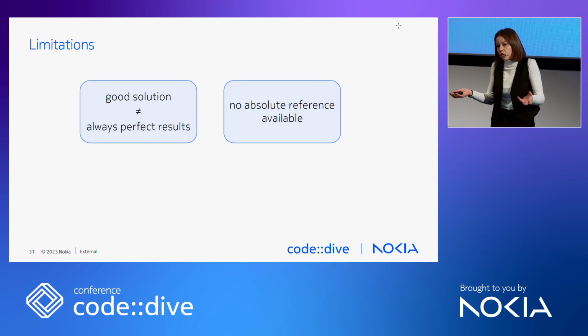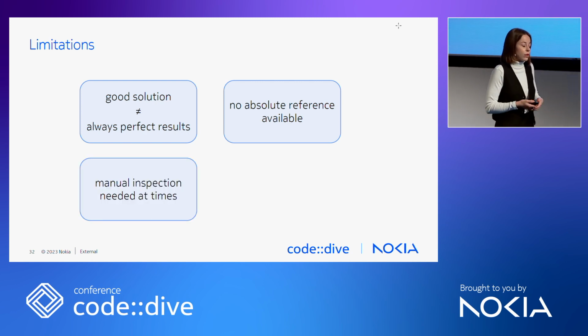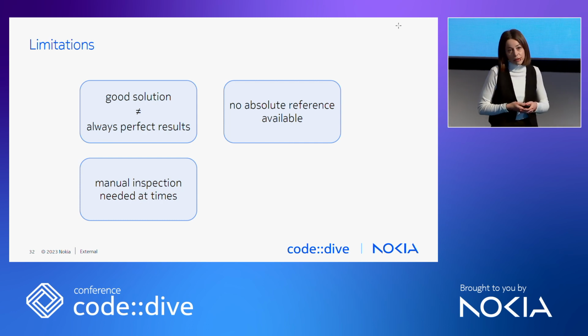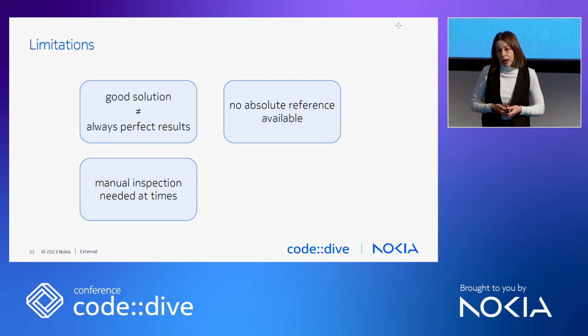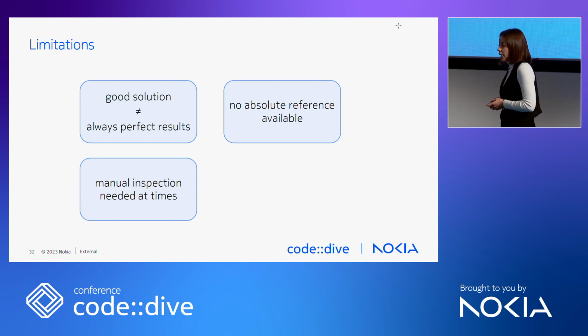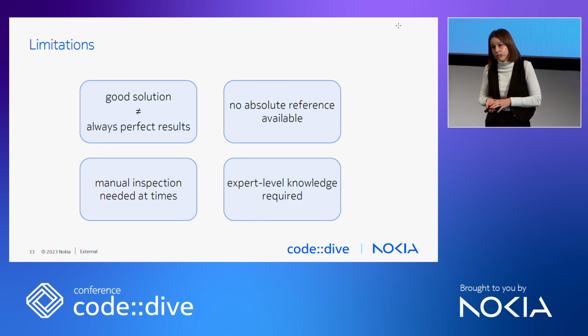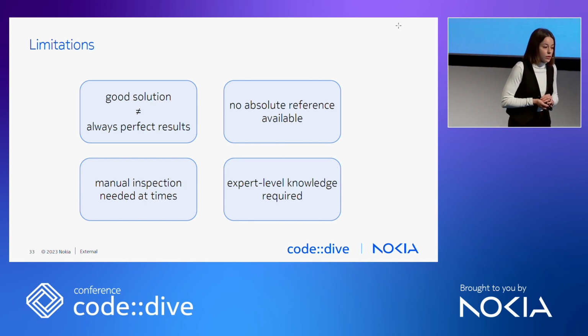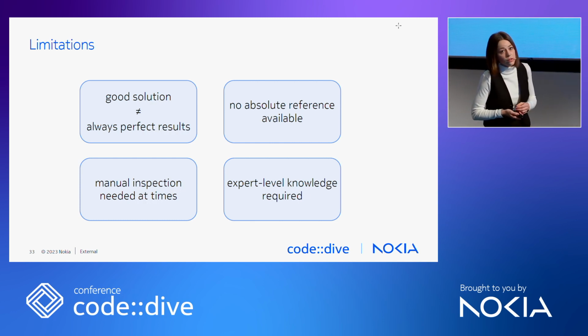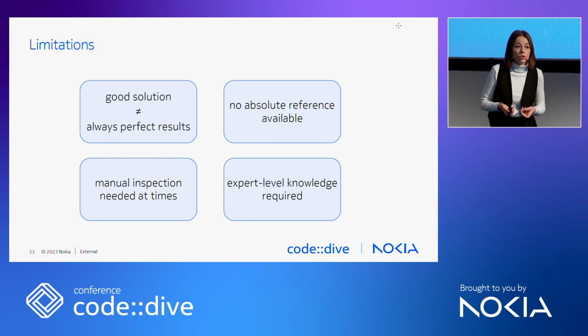So because of all this uncertainty, we need to sometimes manually inspect our results and validate that they're actually correct. And to do so, we need to rely on some expert-level domain knowledge. And this, as you may imagine, makes the process of interpreting those results and drawing any valuable conclusions much longer.